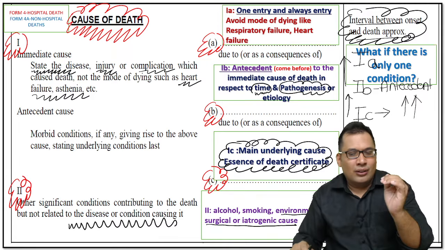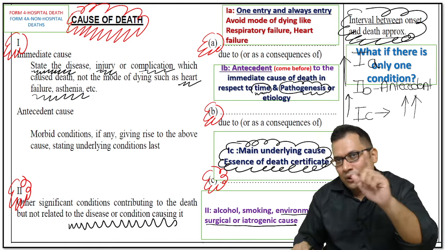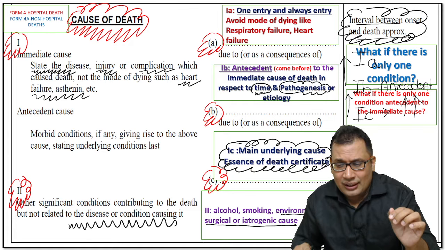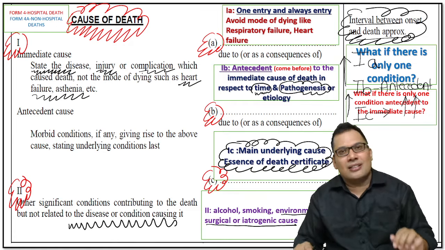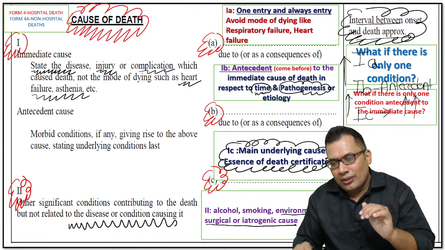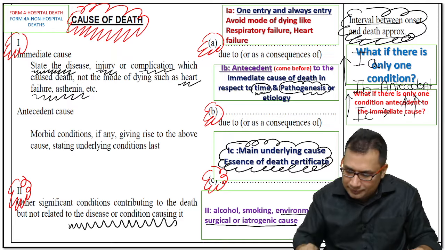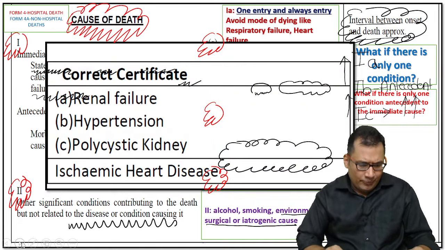My question is, what if there is only one condition that you need to answer? What if there is only one condition antecedent to the immediate cause? In that case, what to write that you need to answer in the comment section? Now one good example you can see here.